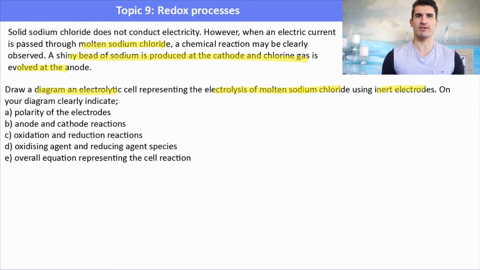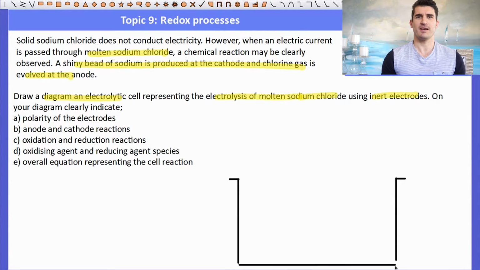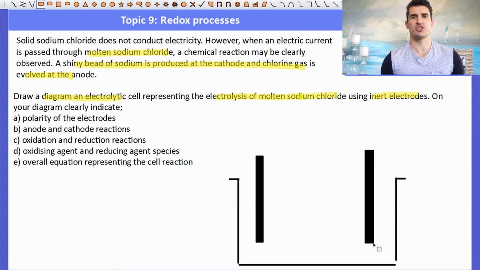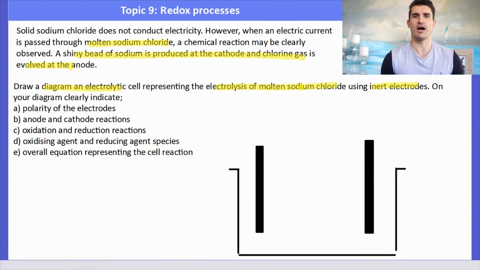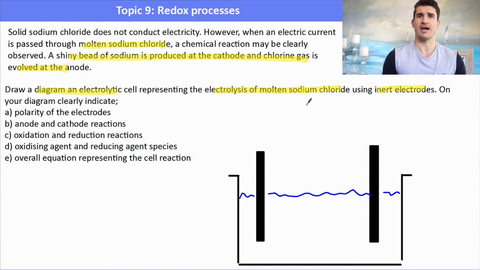Okay, so we have to draw a diagram and then we need to label it up. So the first thing we need to do is, we only have one beaker for an electrolytic cell, so it all takes place in one beaker. So here I have my beaker. The next thing I've got to do is put in my electrodes. Here we're told we're using inert electrodes, so they could just be graphite electrodes, or platinum electrodes is another option. In my solution, I have NaCl liquid.